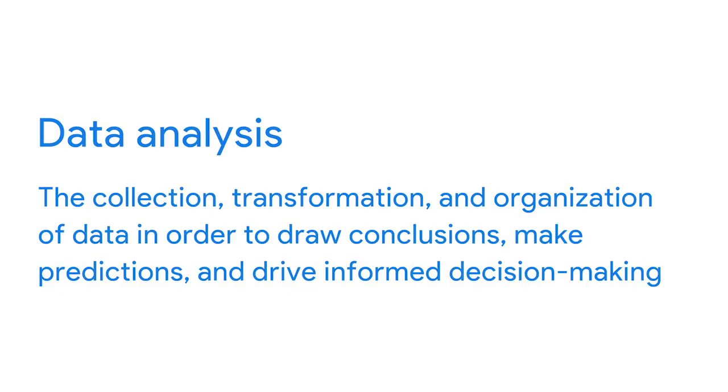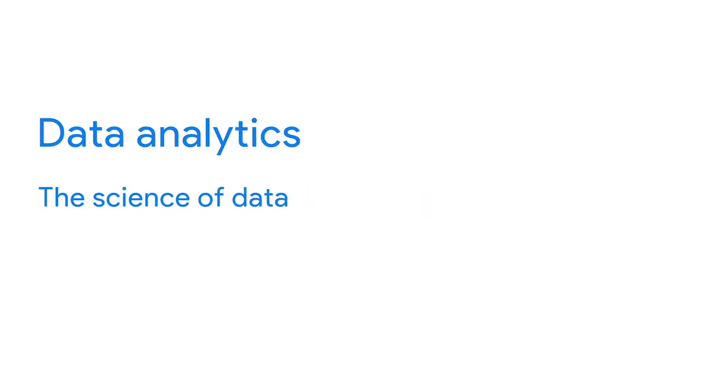There are also many words and phrases you'll hear throughout this course that are easy to get mixed up. For example, data analysis and data analytics sound the same, but they're actually very different things. Let's start with analysis. You've already learned that data analysis is the collection, transformation, and organization of data in order to draw conclusions, make predictions, and drive informed decision-making. Data analytics, in the simplest terms, is the science of data. It's a very broad concept that encompasses everything from the job of managing and using data to the tools and methods that data workers use each and every day.